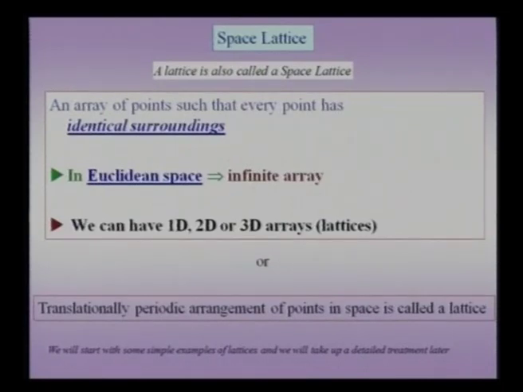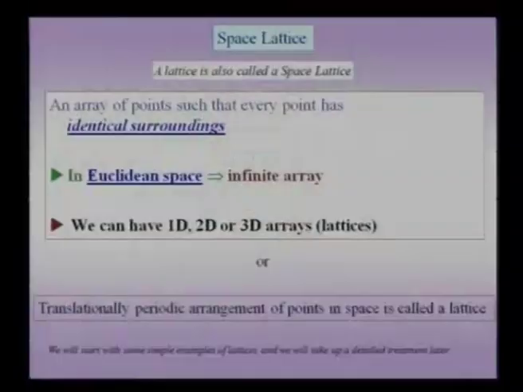So among the two keywords we have listed on the board, the lattice and the motif, we need to understand the word lattice first. Typically, lattices are also called space lattices, and an array of points in space such that every point has an identical surrounding we define as a lattice. And we also said that in Euclidean space, that is flat space, such an array would be infinite. Often we may also see definitions of a lattice as a translationally periodic arrangement of points in space, which we call a lattice.